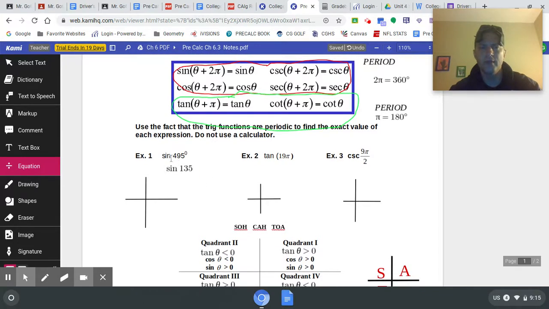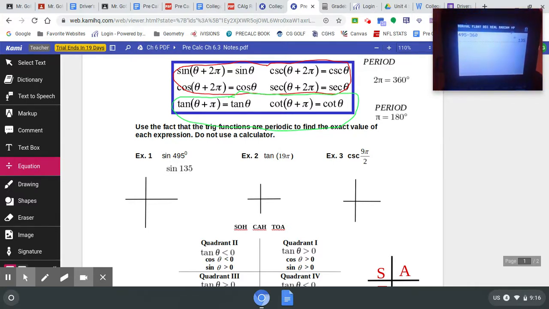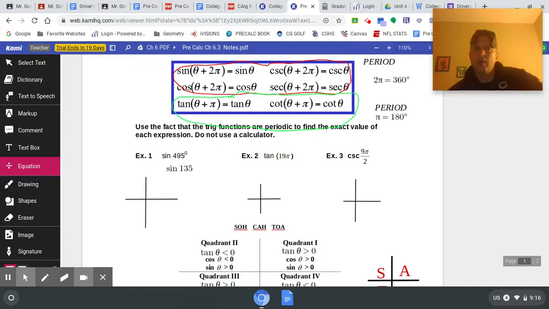What we have here says use the fact that the trig functions are periodic to find the exact values of the expression. Do not use a calculator. Now, you can use a calculator if you need help. So if you need 495, all I'm going to do is keep subtracting 360 until I get an angle that's between 0 and 360. I went ahead and did that, and I got 135 degrees. So the sine of 495 is the same as the sine of 135.